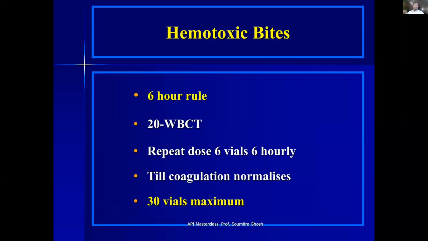In hemotoxic bite, there is a 6-hour rule. If we give one dose of 10 vials, then we cannot repeat within 1 hour or 2 hours. We just have to wait for 6 hours, because we have to give the liver time to regenerate the coagulation profile proteins. We will check the requirement by the 20-minute whole blood clotting test. Repeat dose is 6 vials, 6 hourly, and the maximum dose is 30 vials till coagulation normalizes. So we should not cross 30 vials in total. We should repeat 6 vials every 6 hours. Do not be fast or in haste.